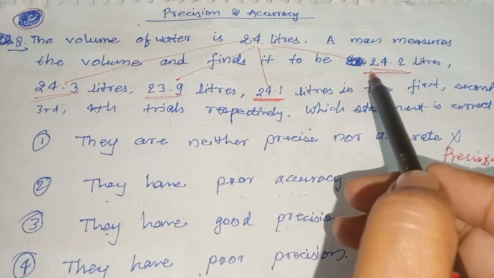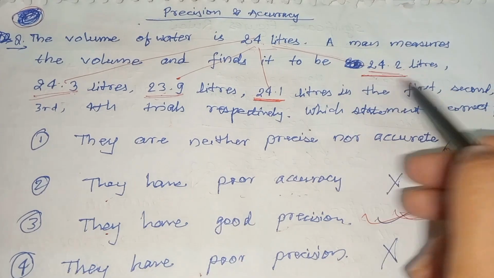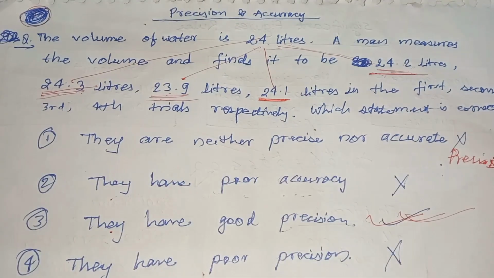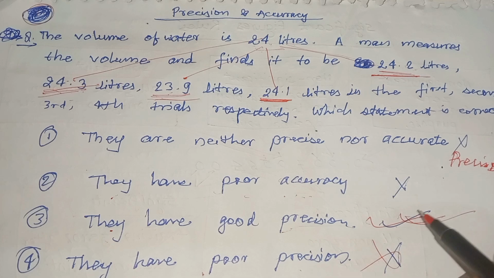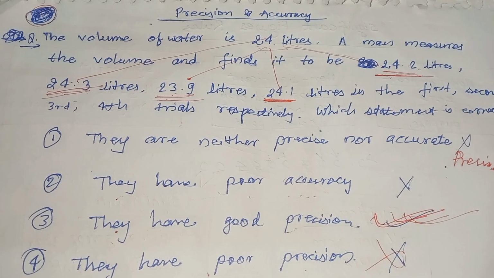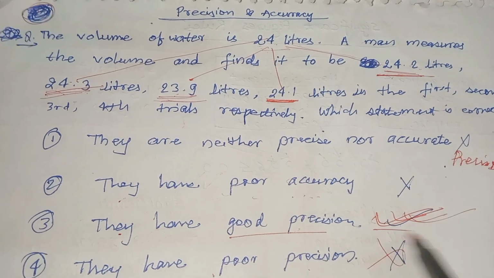Precision means the closeness among measured values only. Measured values are close to each other. They have poor precision? No, this one is wrong. So this one is the right answer. In fact, the rightmost option should be they have good precision and good accuracy.